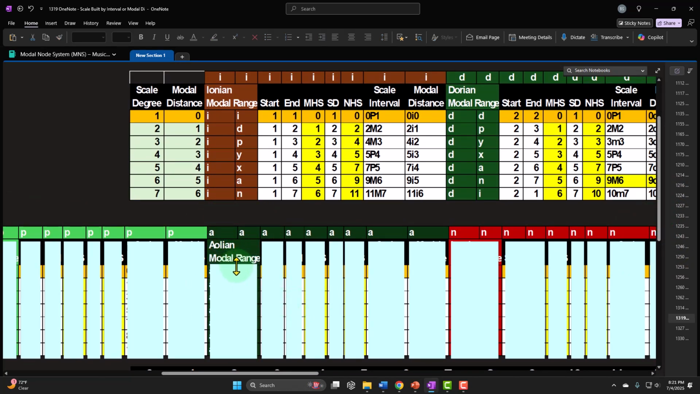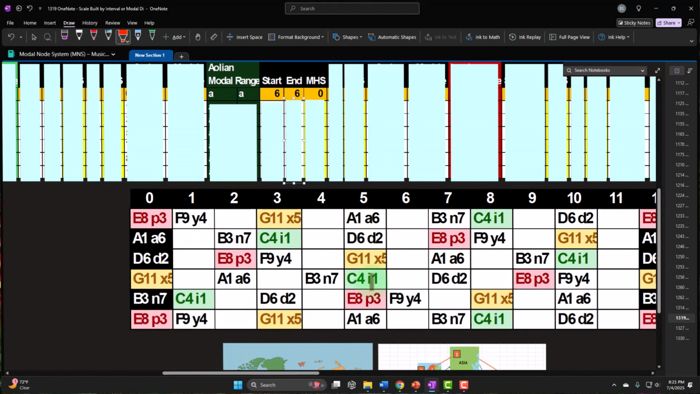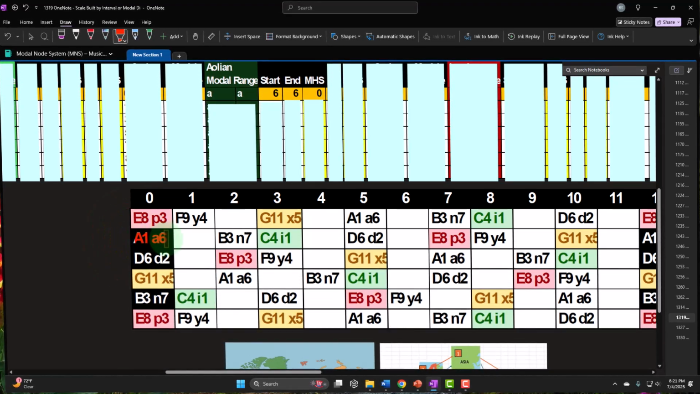So what if we go 1 modal half or 0 modal half steps up? We're going to stay going nowhere. If I'm on the Aeolian, it would be A to A. We didn't go anywhere. That would be a modal distance of 6 to 6. So let's go down and actually draw on our fretboard here. We're going from the Aeolian. Let's go as far back as we can from 6.